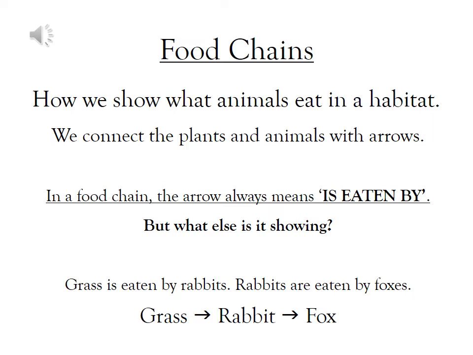And what happens is that the grass gets eaten by the rabbit. So the energy of the grass goes into the rabbit. And that is always the way that your arrows must go. The energy of the grass is going into the rabbit, so that is the way the arrow is going. And then the rabbit is being eaten by the fox, so the arrow again is going into the fox.